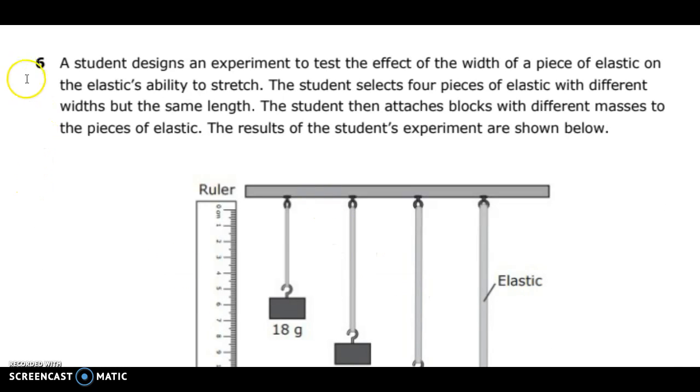Question 6. A student designs an experiment to test the effect of the width of a piece of elastic on the elastic's ability to stretch. The student selects 4 pieces of elastic with different widths but same length. The student then attaches blocks with different masses to the pieces of elastic. The results of the student's experiment are shown below.